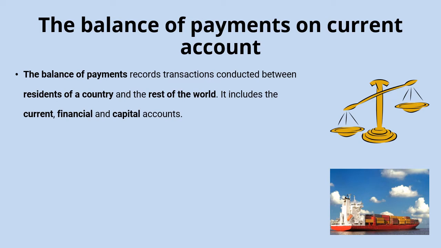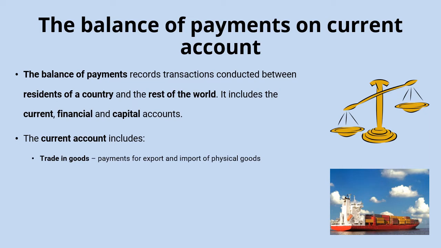And this in itself is made up of four different flows. We have trading goods, which are payments for exports and imports of physical goods, like cars or computers. We have trading services, which are payments for export and import of non-physical services. So these are more intangible things, like insurance or business consultancy.